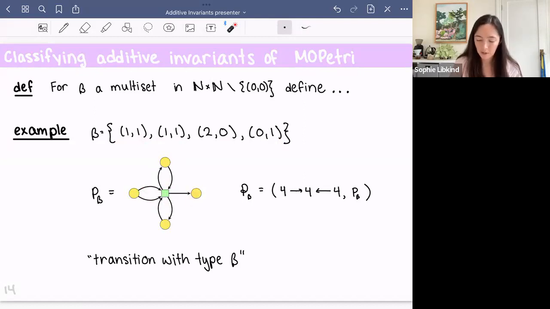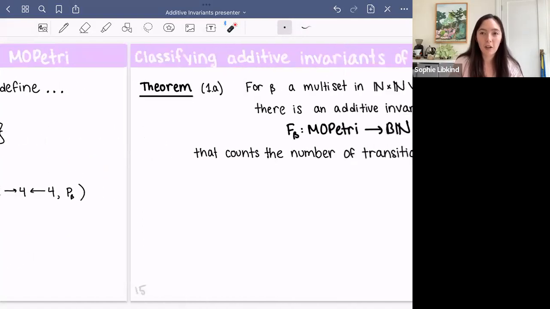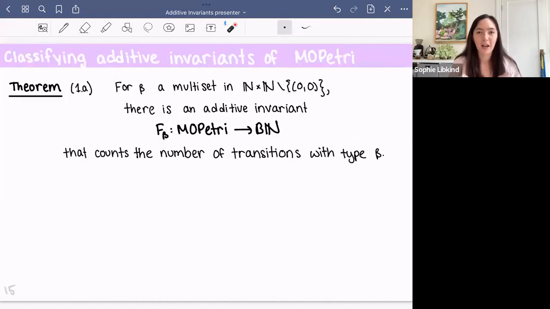So every beta will define a Petri net, and we can turn that into a canonical open Petri net P sub beta by having the underlying cospan be the identity and then decorating it with that Petri net P sub beta. Now, if a transition has this particular relationship to its species, we'll call it a transition with type beta. And so you can go through any Petri net and write down what is the type of each transition. So now we're ready for our theorem that will classify all the additive invariants of MOPE nets.